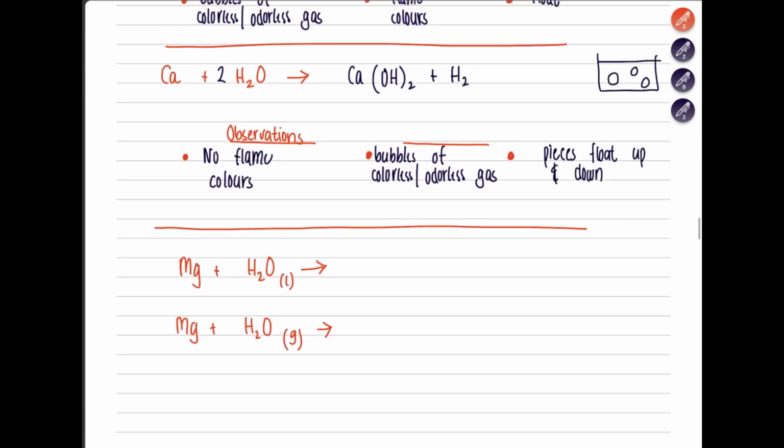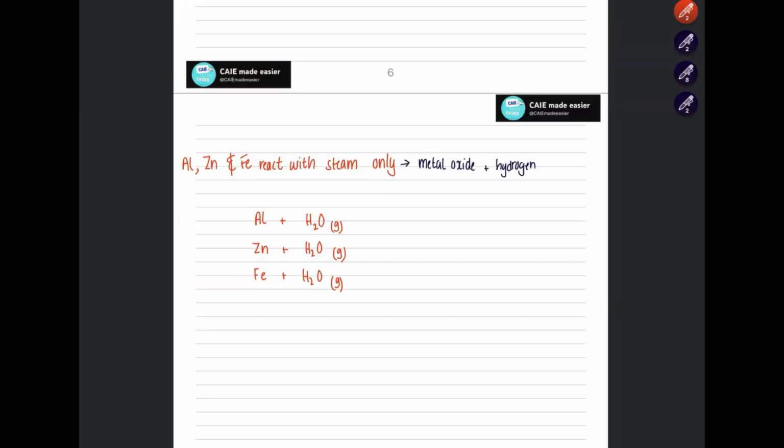Okay, now we'll talk about magnesium. Magnesium does react with water, but it reacts really, really slowly. And what does it give? It gives us magnesium hydroxide, Mg(OH)2, plus hydrogen. But what happens if we try to react magnesium with steam? This is steam, in gaseous form. It reacts readily, and this time the products are different. We get magnesium oxide and hydrogen.